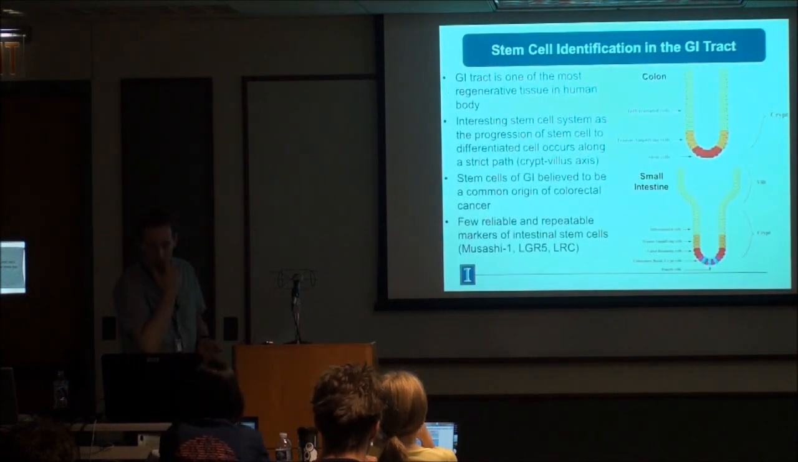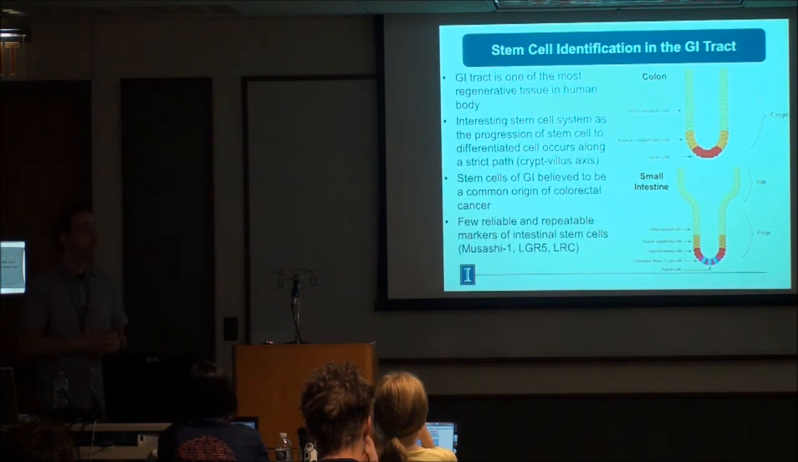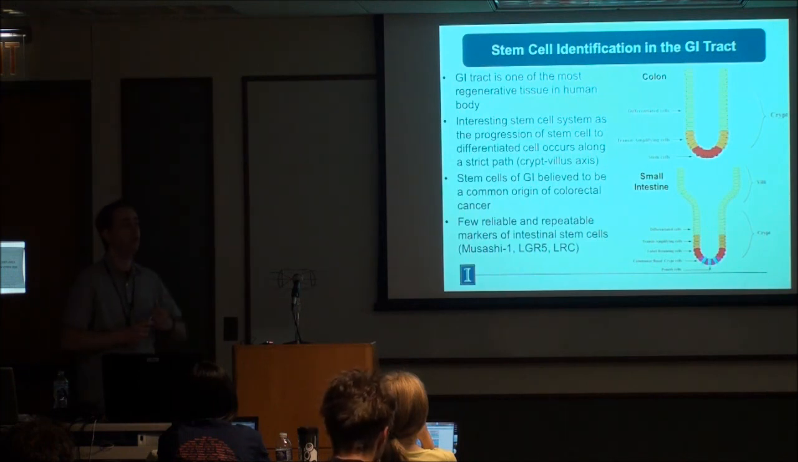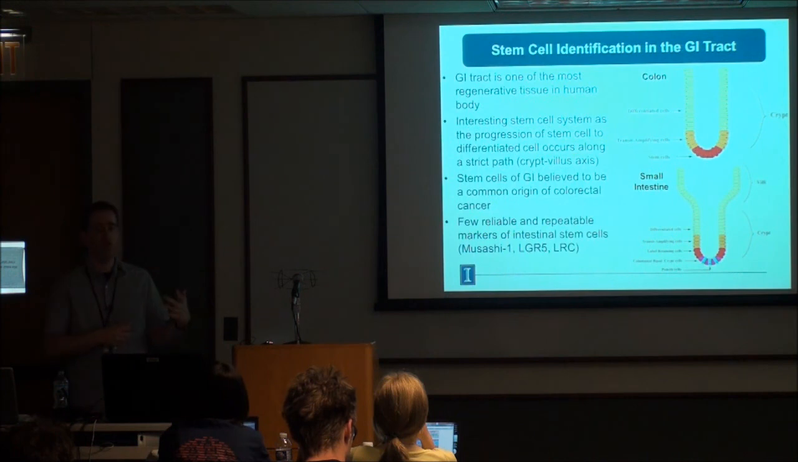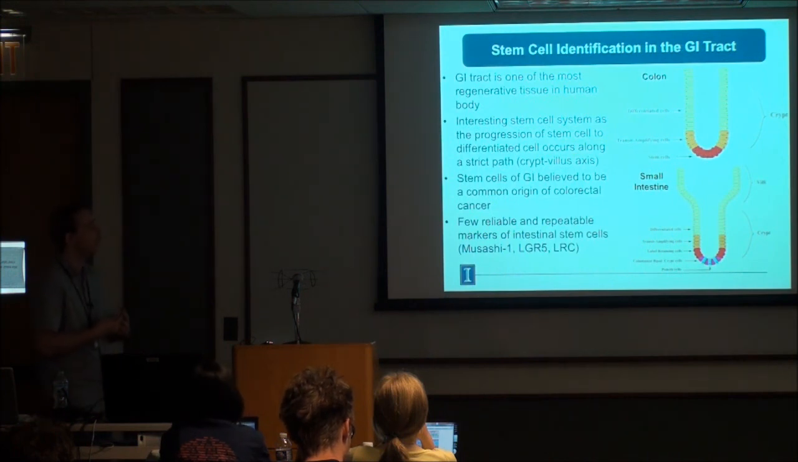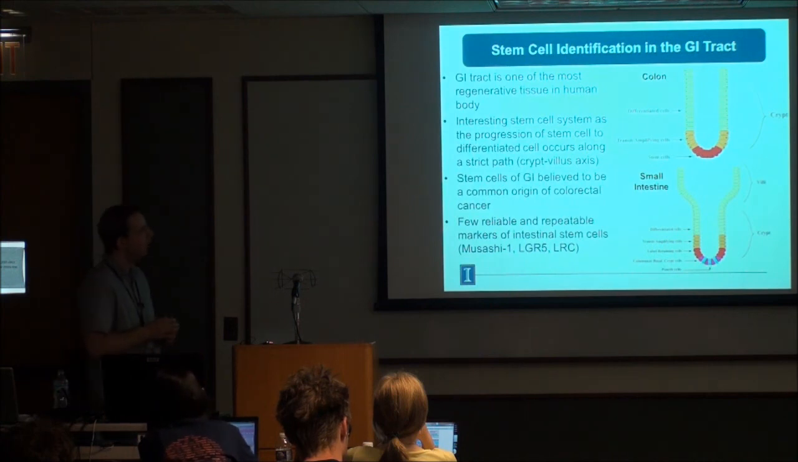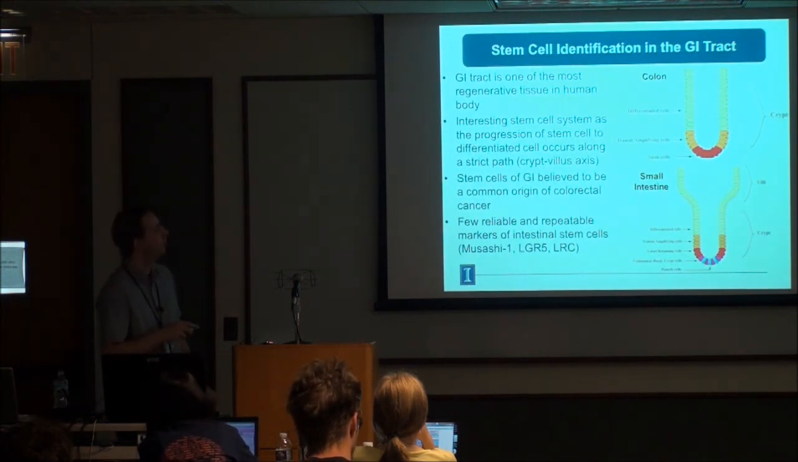Okay, so what I want to talk about now is one of the big projects of my PhD, which was stem cell tracking in the gastrointestinal tract. So adult stem cells are the source of new cells, so these are responsible for tissue regeneration. One of the most interesting tissues actually is in the GI tract, particularly the colon and the small intestine. And this is the most regenerative tissue.